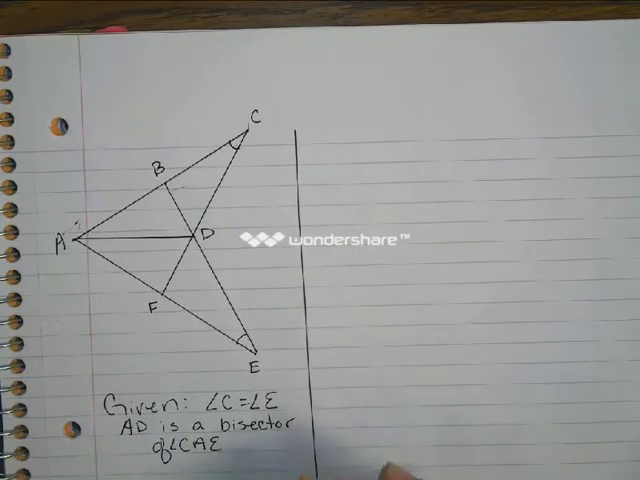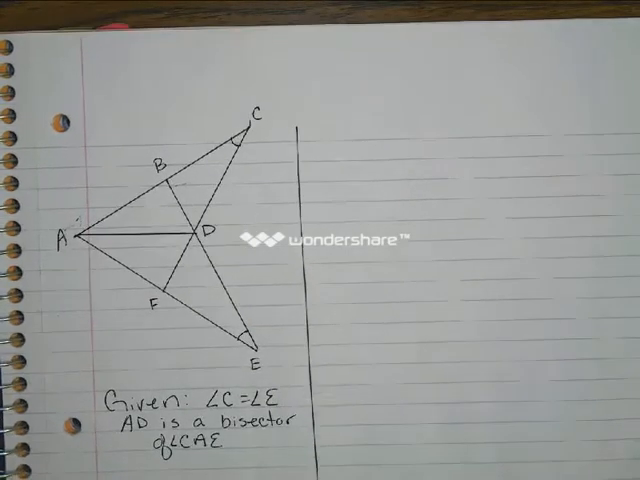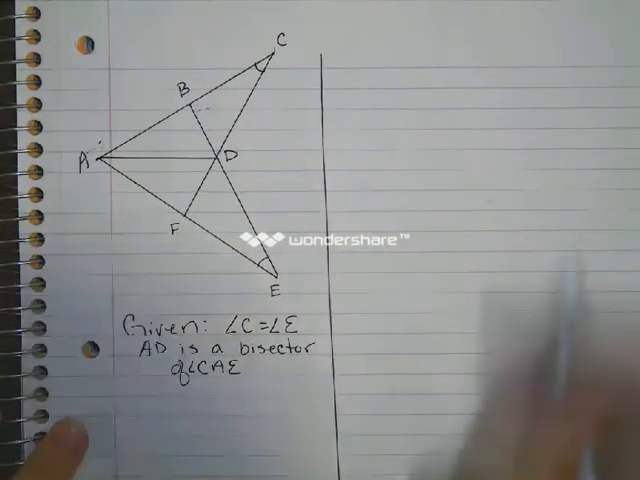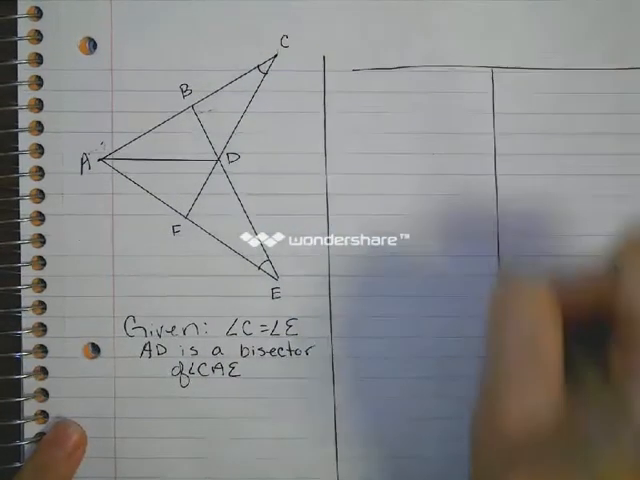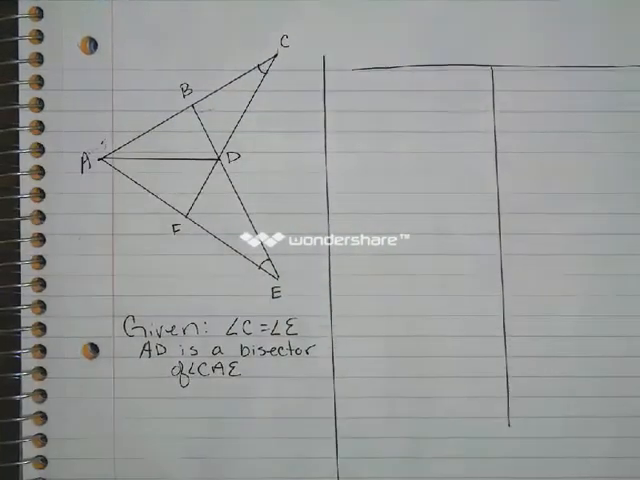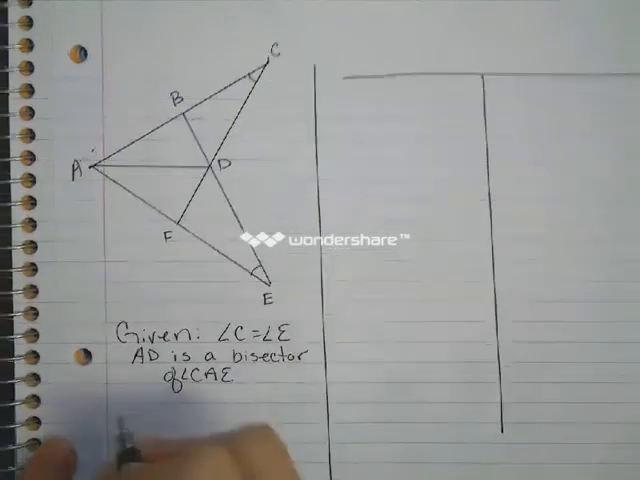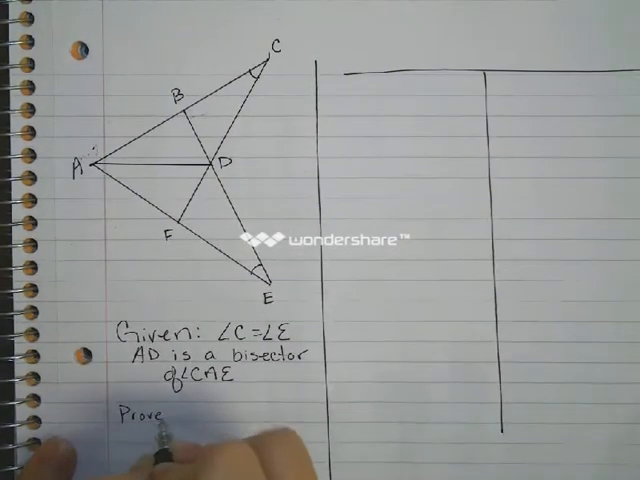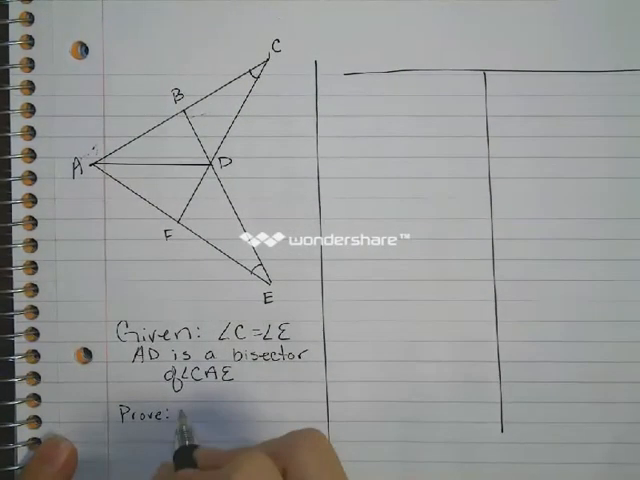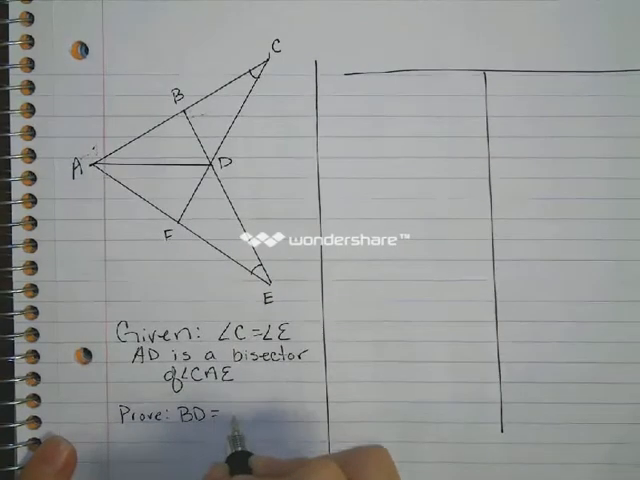So again, start with your given statements and see where they lead you. Don't necessarily worry about what you're asked to prove. I will tell you, you're asked to prove BD is equal to FD. But we're not going to worry about that right away. Okay? Don't start with the end. Start with the beginning. You know that this is equal to this.